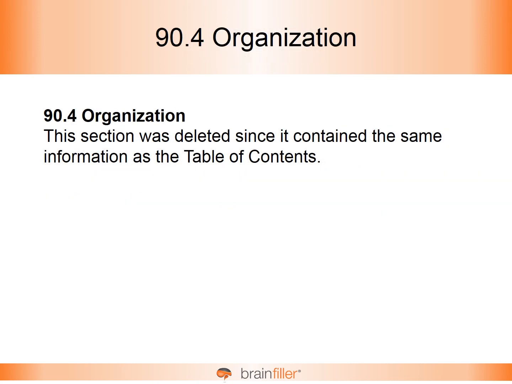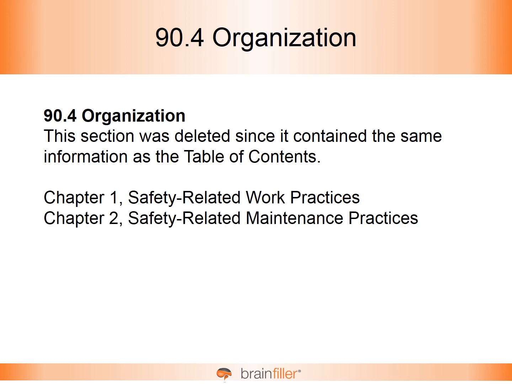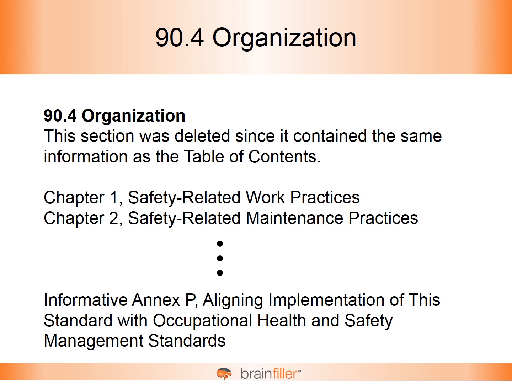90.4 Organization. This was deleted because it contains the same information that's found in the table of contents. 90.4 did have Chapter 1, Safety-Related Work Practices, Chapter 2, Safety-Related Maintenance Practices, all the way to the end with Informative Annex P, aligning implementation of this standard with occupational health and safety management standards. Since this was also what was found in the table of contents, it was just simply deleted.